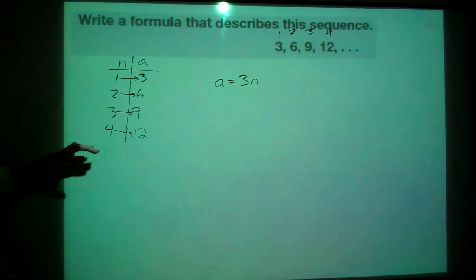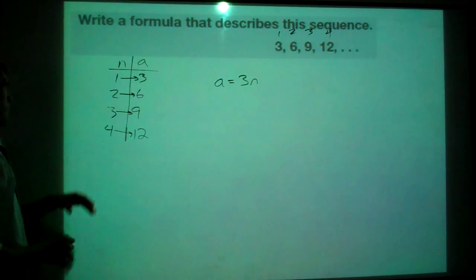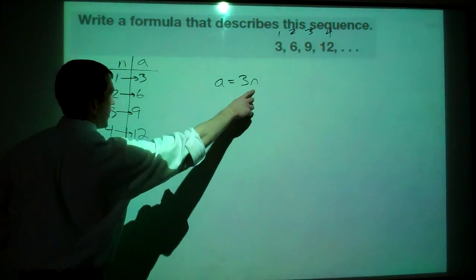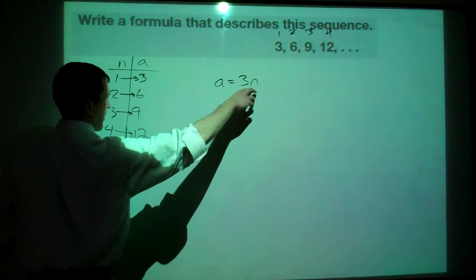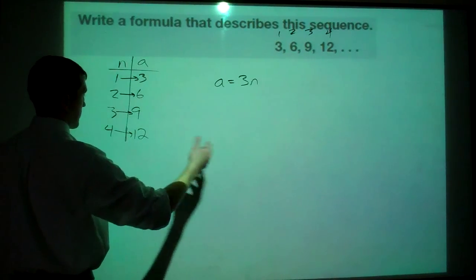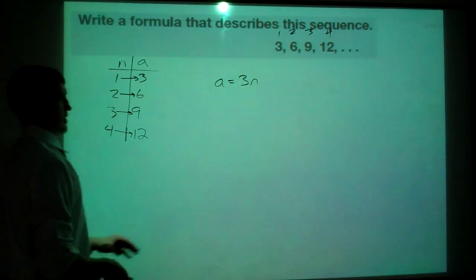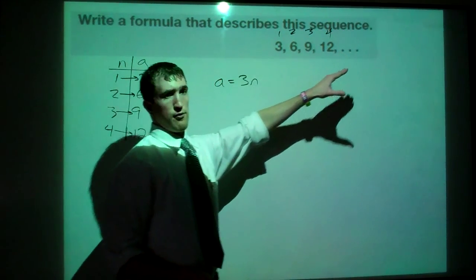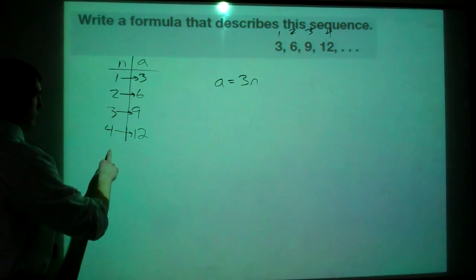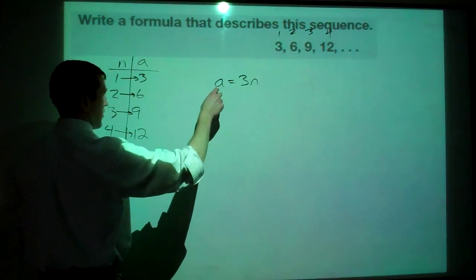Let's check it out. Our fourth term is 12, so if I put 4 in for N, 3 times N, or 3 times 4, I should get 12. 3 times 4 is 12. If I put in 5, because our next term should be 15, if I put 5 in for N, 3 times 5 gives me 15.